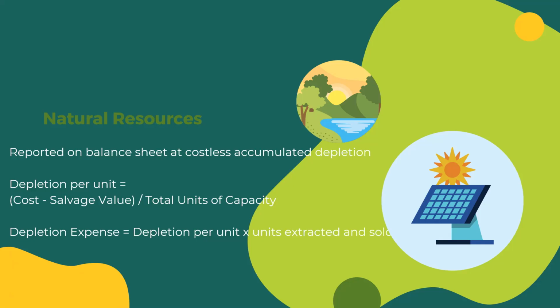Now, with natural resources, they are reported on the balance sheet at cost less accumulated depletion. To calculate depletion per unit, we will take cost minus salvage value, and then we will divide that by the total units of capacity. The depletion expense will be depletion per unit times the units extracted and sold.